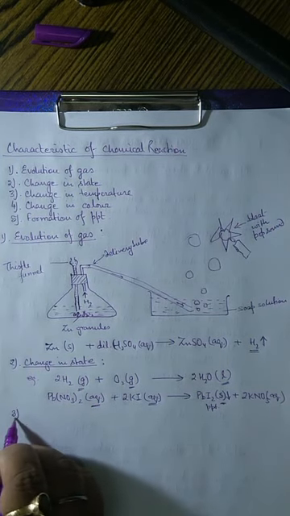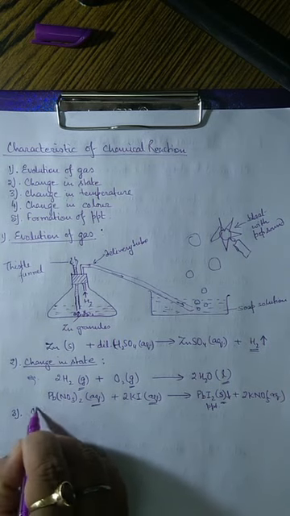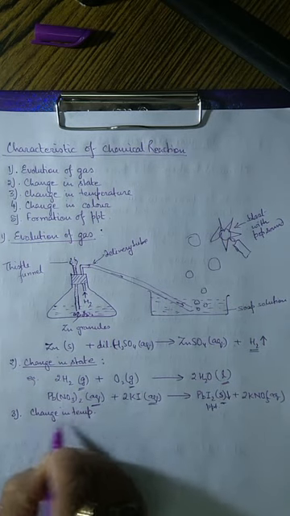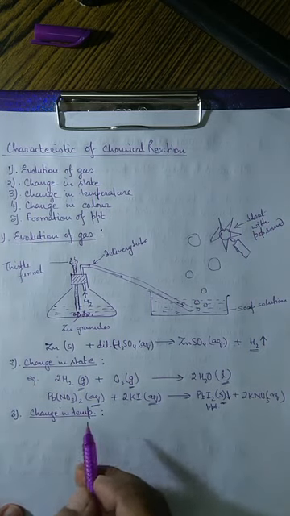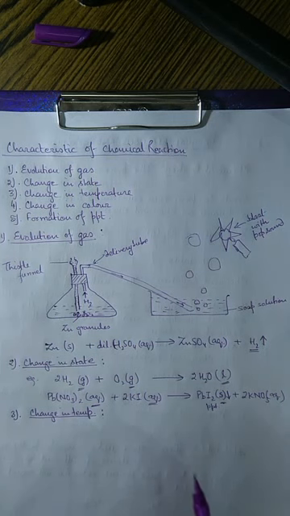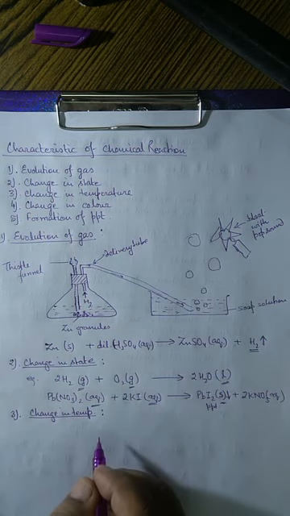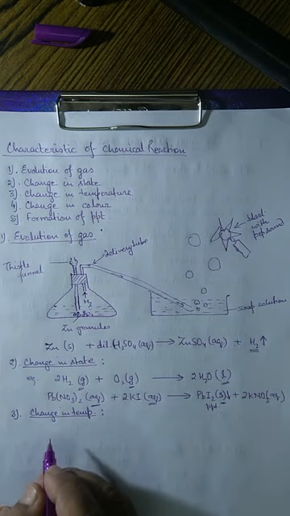Now the third characteristic we will discuss here, that is change in temperature. Again we will take examples here. Two types of reactions will occur. In one case the energy is being taken in, and in one case the energy is given out. Exothermic and endothermic. In exothermic, heat is given out and in endothermic, heat is taken in. The two examples we will take here.